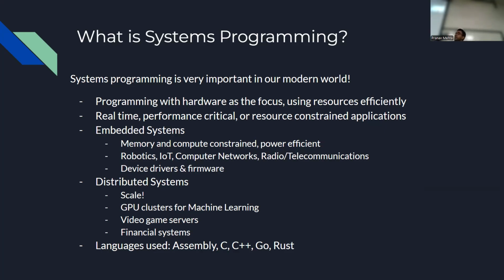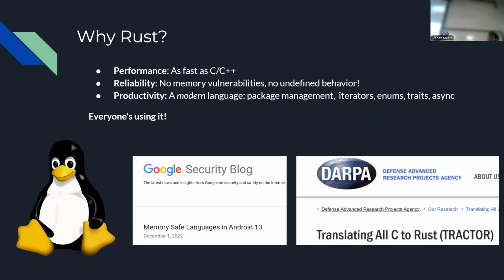Then there are distributed systems, where we're trying to scale very large and we want to maximize our performance since we're going to be running a very large and compute-heavy application. For example, GPU clusters for machine learning, video game servers, or financial systems. Rita Bond's going to tell you a bit more about why we use Rust. Why the hell would you use Rust for this?